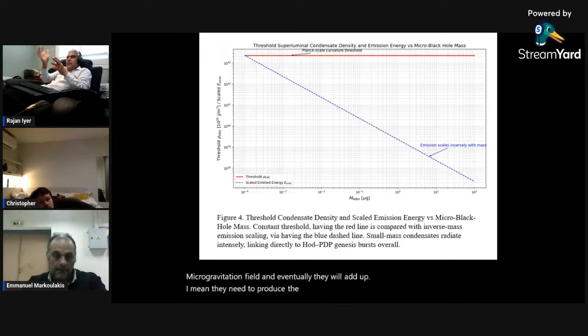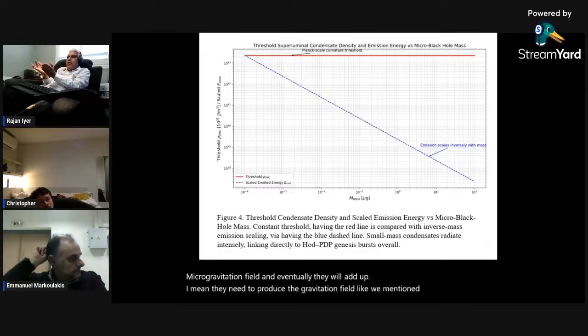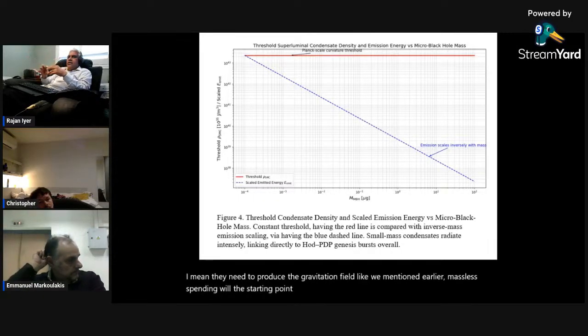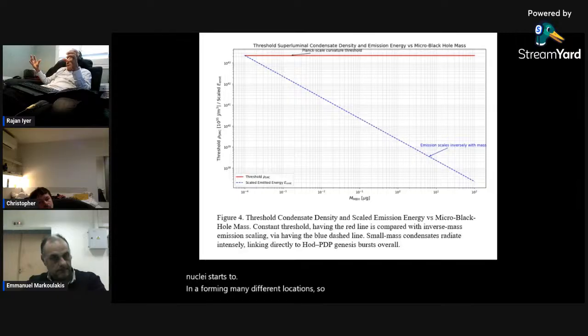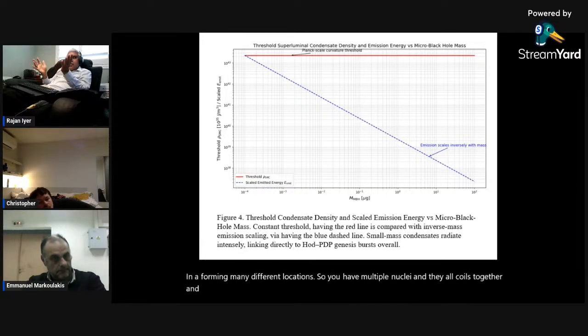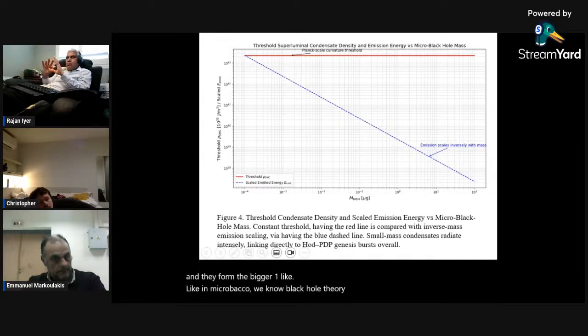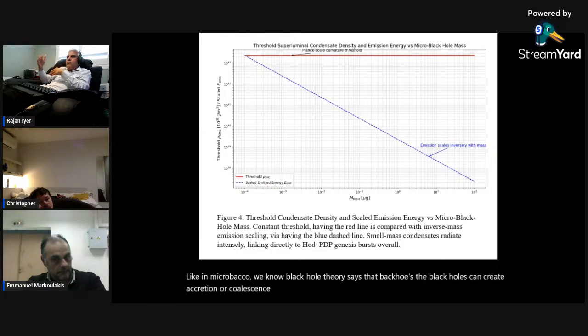Like we mentioned earlier, massless spin is the starting point and creates these nuclei, and then as time goes on, the nuclei start to form in many different locations. So you have multiple nuclei, and they all coalesce together and form a bigger one, like a micro black hole. We know black hole theory says that micro black holes can create accretion or coalescence and create larger and larger black holes and become supermassive black holes.